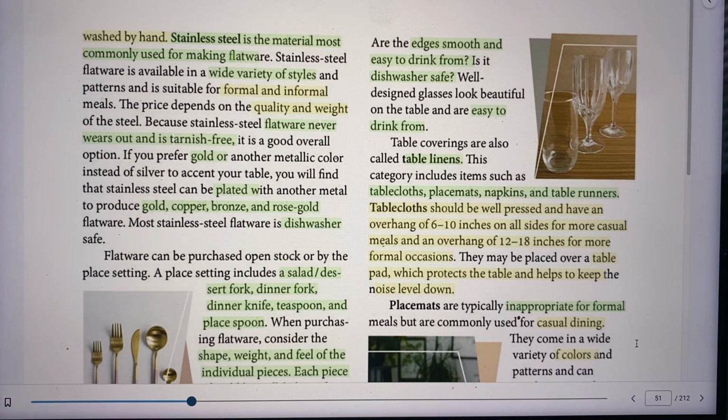So it says, are the edges smooth to drink from? Is it dishwasher safe? Do they look beautiful on the table? Are they easy to drink from? Think of all those things.